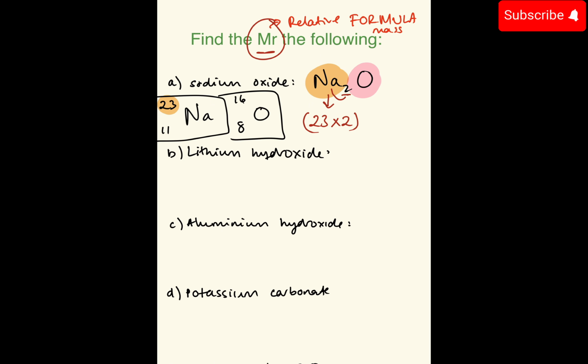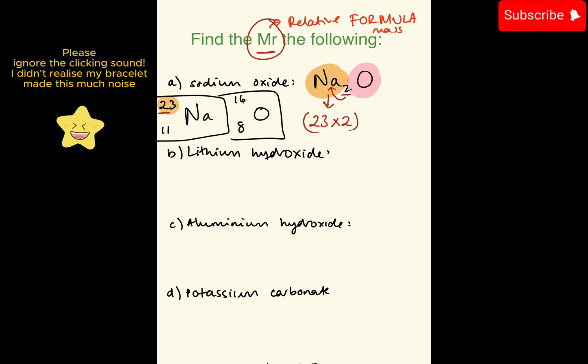That small 2 goes for what is just before it. Okay, so it only goes for that sodium. It does not go for the oxygen that comes after it. So it's going to be 23 from here multiplied by 2. And then I'm going to add it to our value for oxygen. Oxygen has a value of 16. So I'm going to do 16. And my answer for that is 62.